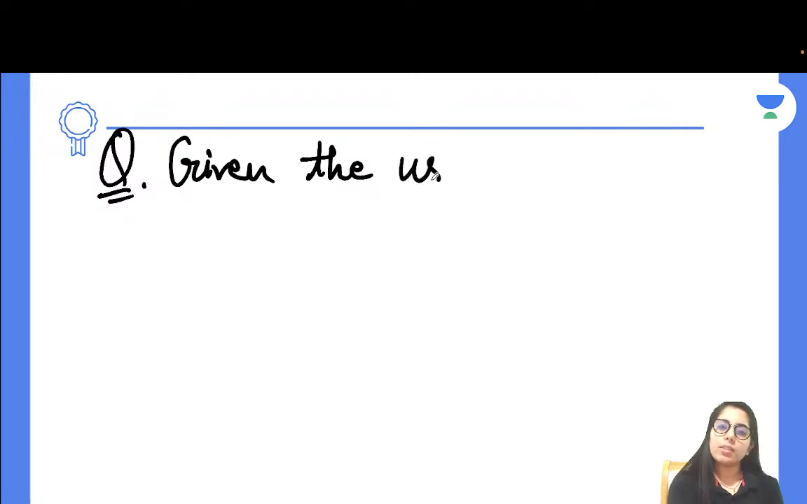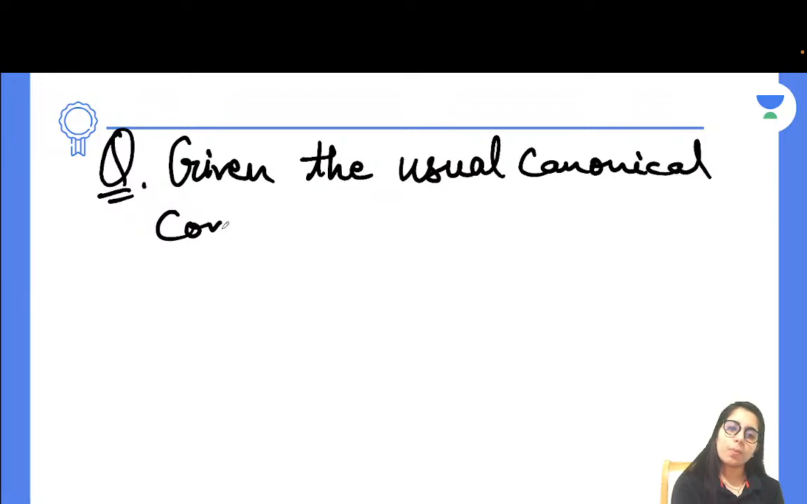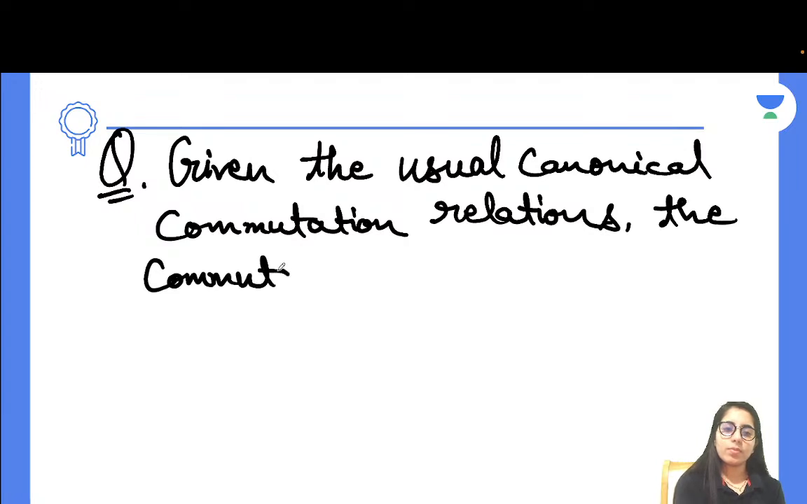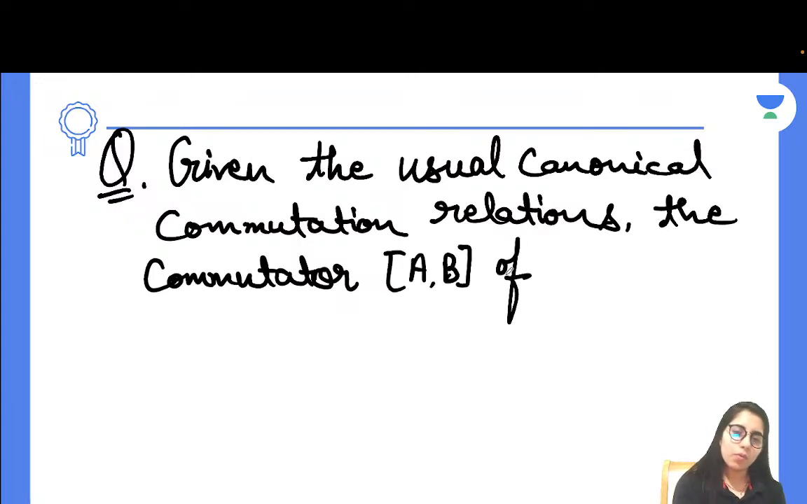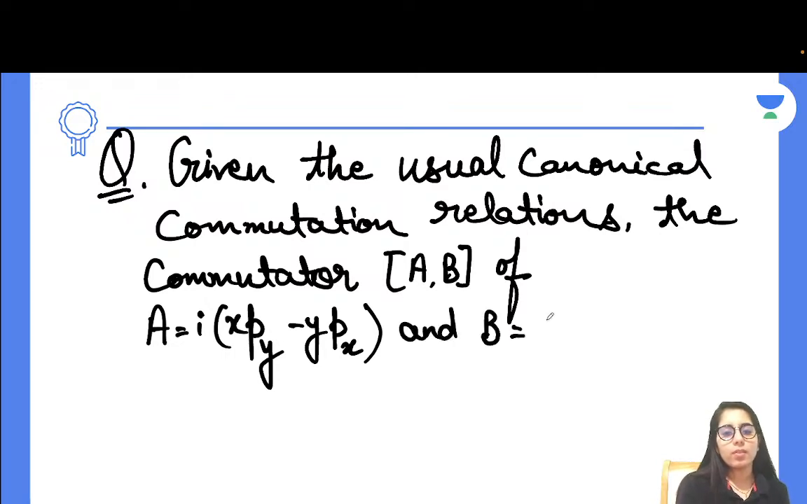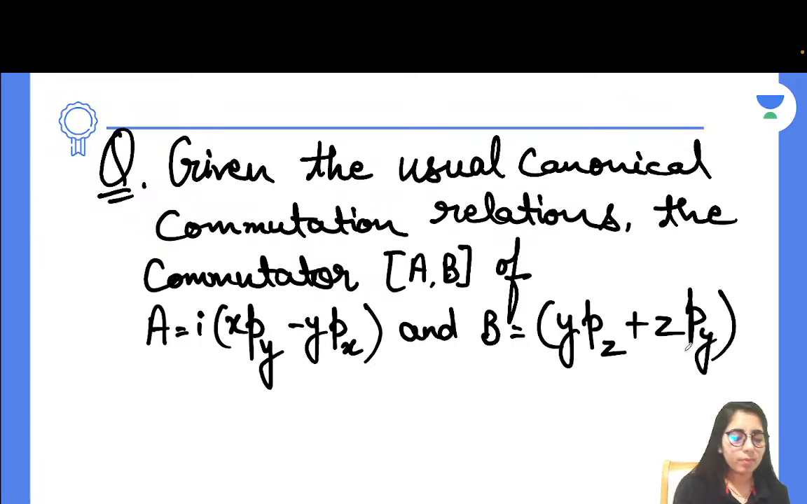Given the usual canonical commutation relation, the commutator [A, B], where A is equal to x p_y minus y p_x and B is equal to y p_z plus z p_y, is.